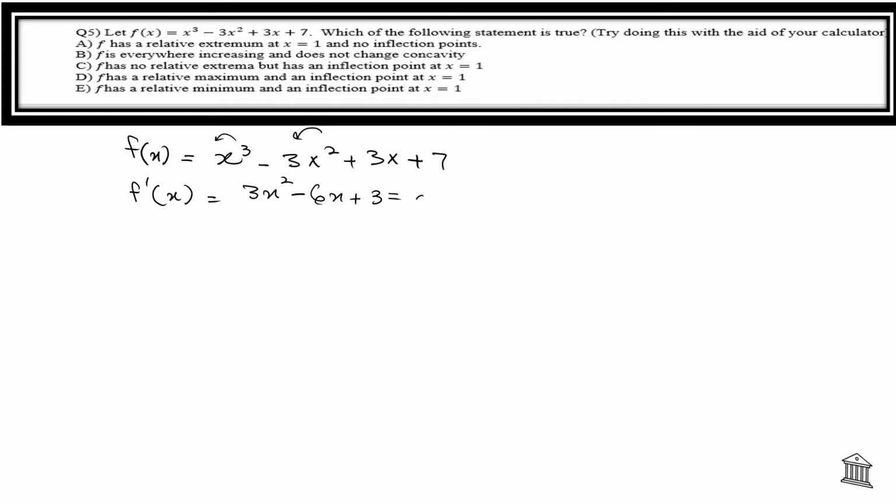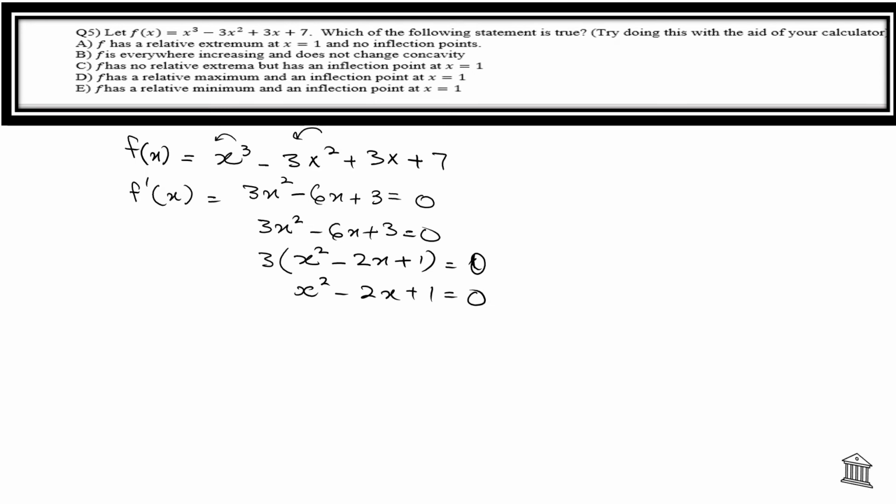Set the equation equal to 0. You will get 3x squared minus 6x plus 3 equals 0. From the question, you can take 3 as a common factor, so you will get x squared minus 2x plus 1 equals 0. Divide both sides by 3 and you get x squared minus 2x plus 1 equals 0. Now if you factor this, you will get x equals 1 and x equals 1.